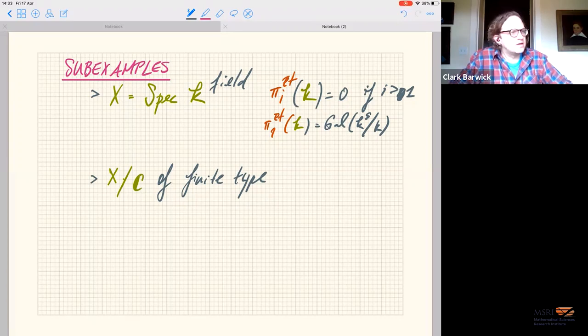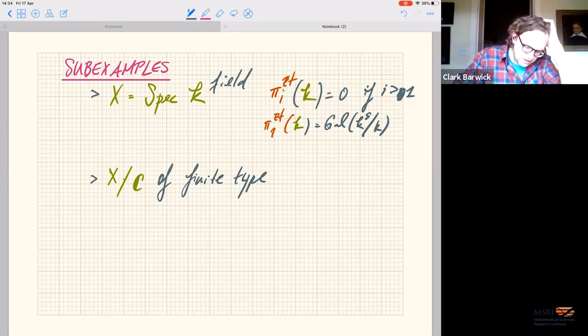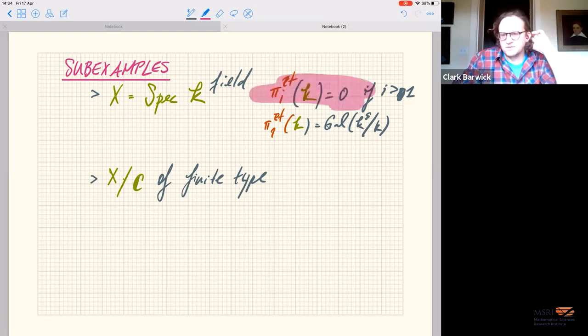I don't know if this is a familiar yoga for everybody, but I always think of Galois theory as really being a form of covering space theory for things that look like Spec k's, and this is an instantiation of that phenomenon. And of course, we don't have any higher homotopy here. So the homotopy type is kind of overkill for this example. We could have gotten away with just thinking about finite étale covers. So that's nice.